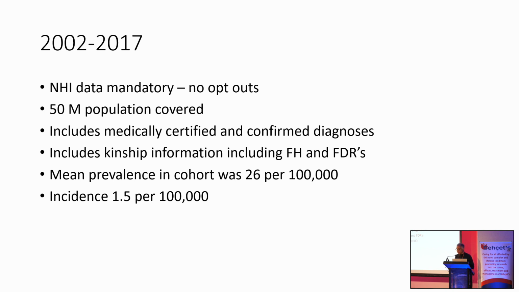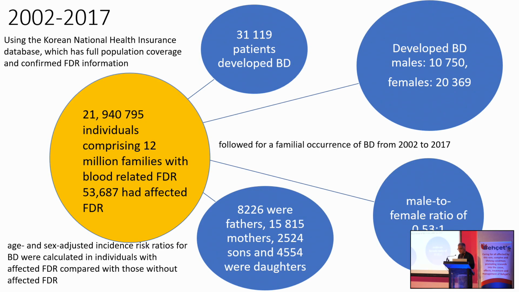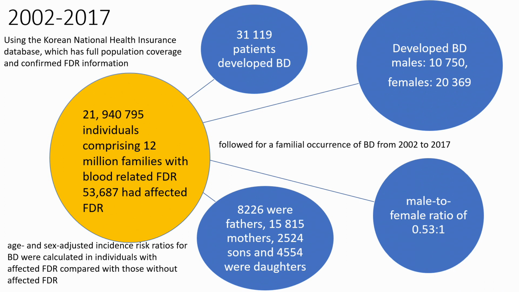And that, as you'll hear later on, is roughly, well, a bit more than twice as much as we have in the UK at least. And the incidence was 1.5 per 100,000 of the population. So from a cohort of the population of 50 million, they found a cohort of 22 million people that they could follow between 2002 and 2017 for the occurrence of Behçet's for the first time.